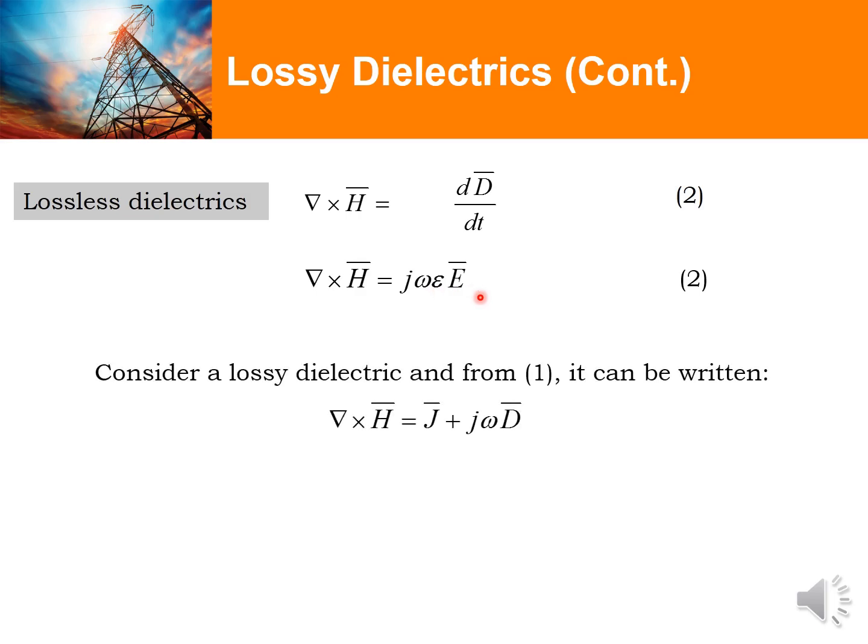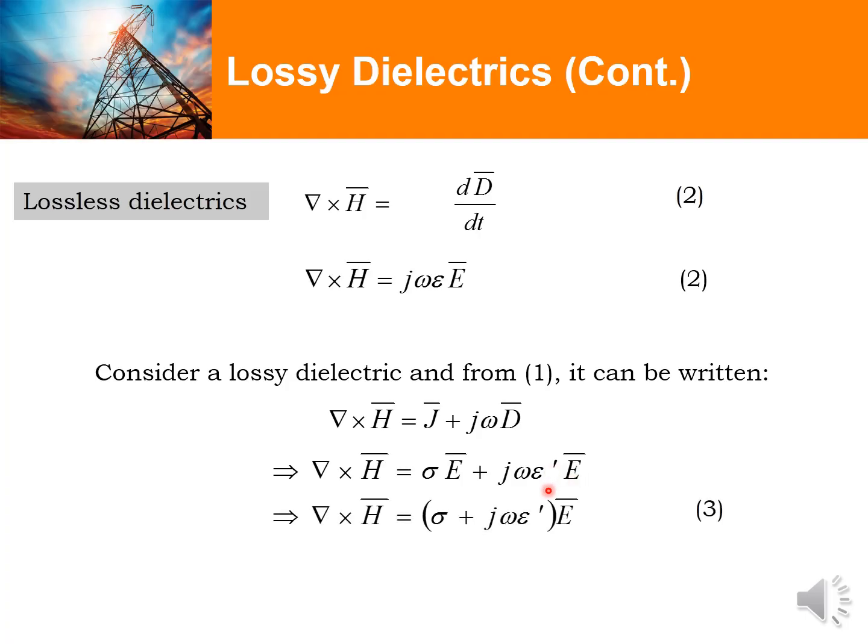For a lossy dielectric material, in which the curl of H can be written as equivalent to J plus j omega D, we can determine that this equation can also be written with J equivalent to sigma E, and j omega D equivalent to j omega epsilon prime E. Epsilon prime is the permittivity of the lossy dielectric material. Hence, given that these two terms have E, we can factor it out such that equation 3 is derived.